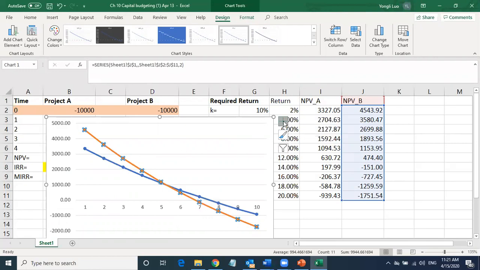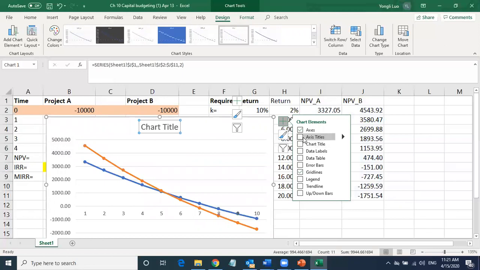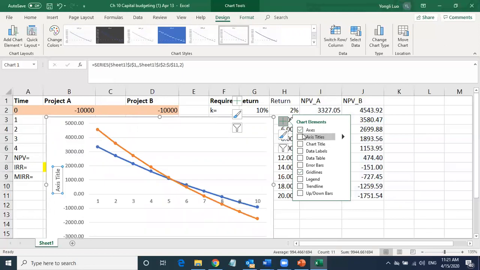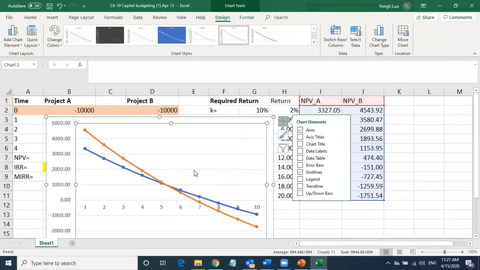So you can add a chart data label. Or we have a chart title or axis title, so you can add those. So you know this is net present value project B, and this is net present value project A.